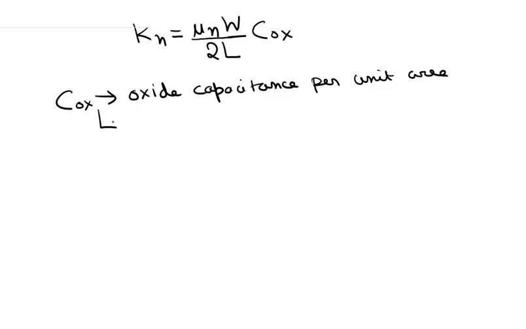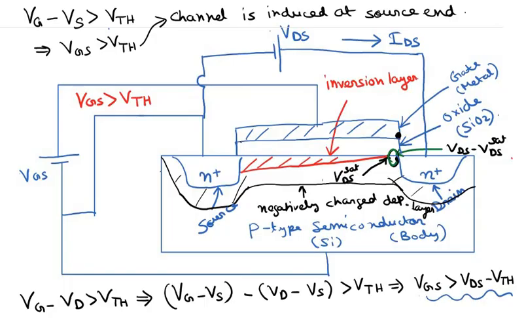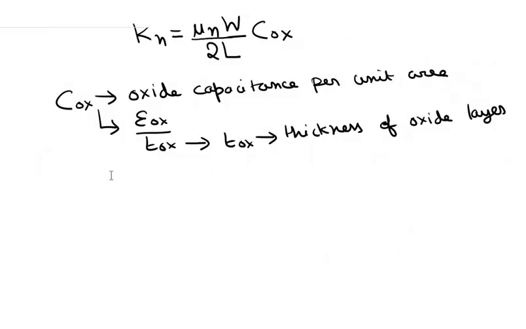So oxide capacitance per unit area is basically epsilon ox divided by Tox, where epsilon ox is basically the permittivity of the oxide layer, and Tox is basically the thickness of the oxide layer. So this thickness of the oxide layer is basically Tox. Okay, now W is basically the channel width.